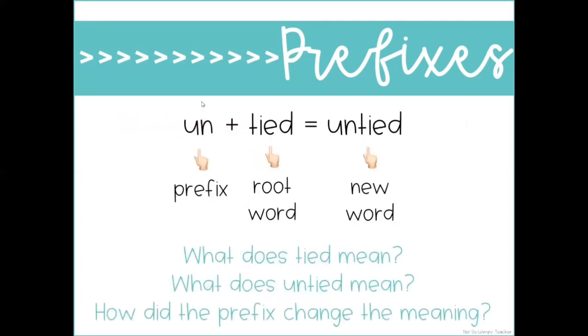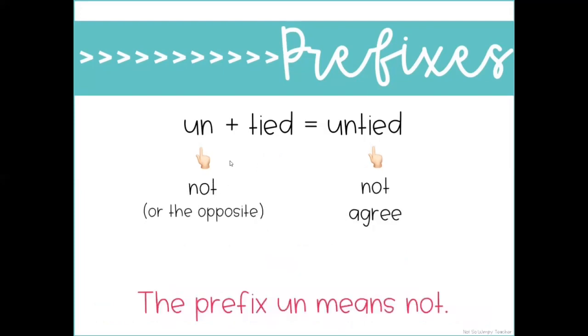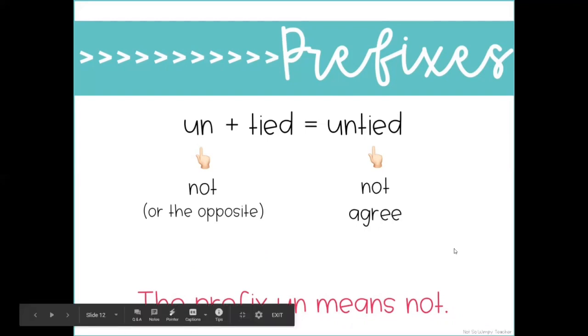Un is our prefix. When we add it to our root word tied, we get untied, which is our new word. Well, what does tied mean? Think about your tennis shoes. You lace them up, you tie them. If you untie them, then you are taking apart that knot. You're untying them. You're taking them apart. So again, the prefix changes the meaning of the word. Un means not or the opposite of. When you add it to tied, you get untied. And it means it's not tied. So the prefix un means not.